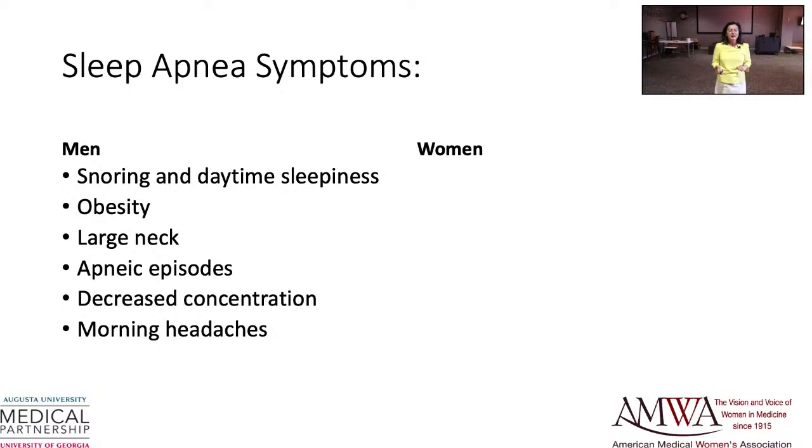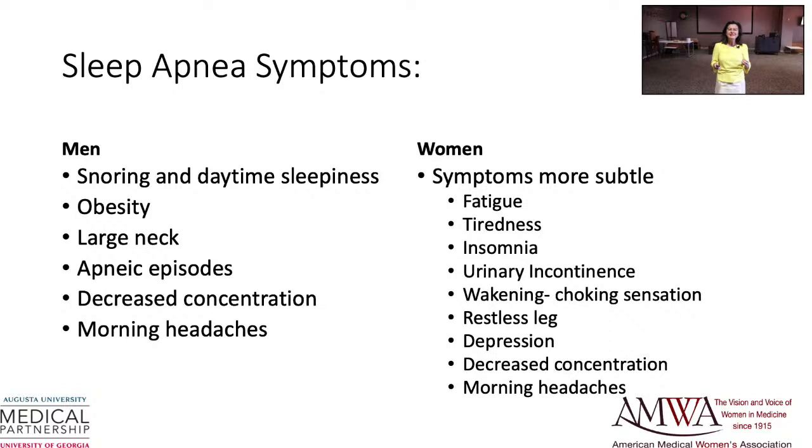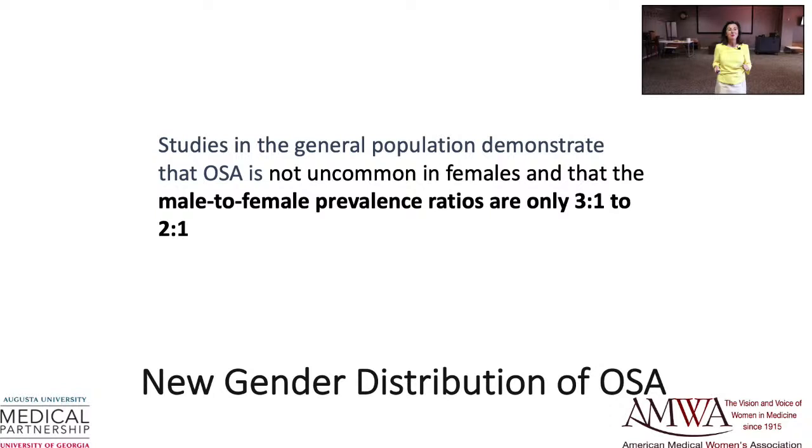But in women, what women present with is a lot more subtle. It's that fatigue, it's that tiredness, not sleeping well, you know, peeing at nighttime. Different kinds of presentation, but when we were looking at the traditional symptoms, we were missing it in women because we didn't understand or recognize that these kinds of symptoms were also a symptom of obstructive sleep apnea. So when we really took that into consideration, the ratio, instead of being 60 to 1, is more like 3 to 1 or 2 to 1.